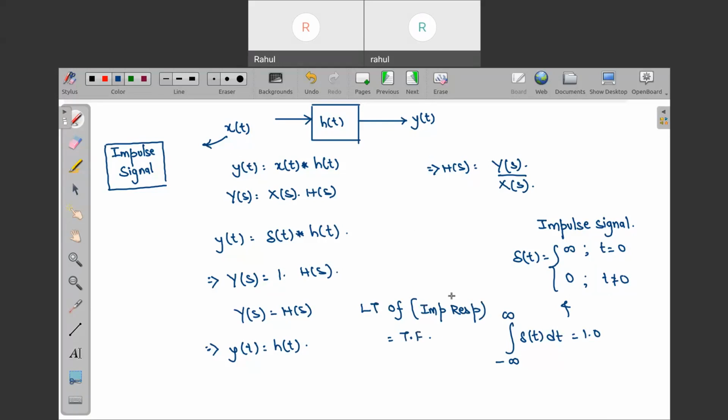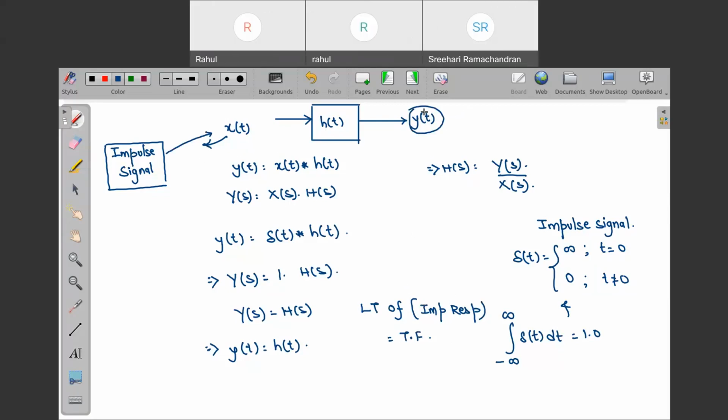Now what is this impulse response? The output that we get when we give the input as an impulse is known as the impulse response. So what did I say? The Laplace transform of the impulse response is equal to the transfer function.